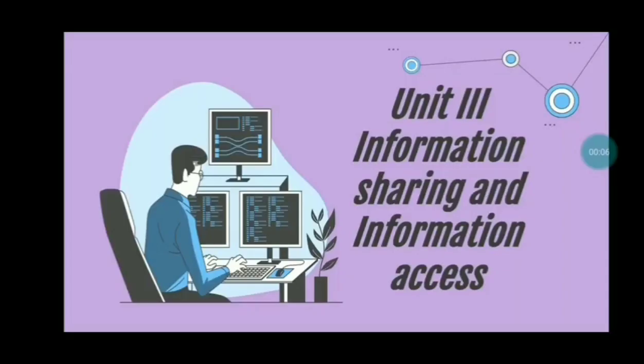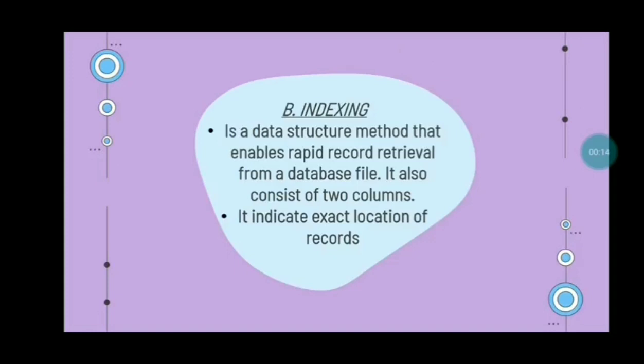Good morning, everyone. So I am also one of the reporters about the Unit 3, Information Sharing and Information Access. So indexing. Indexing is a data structure method that enables rapid record retrieval from a database file. It also consists of 2 columns. Aside from that, it also indicates exact locations of record.